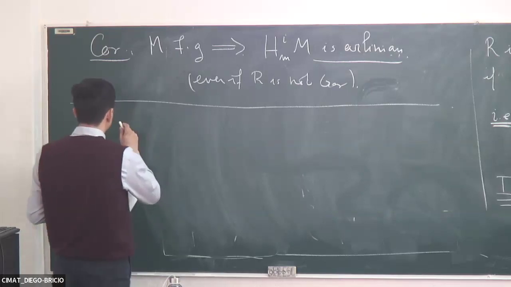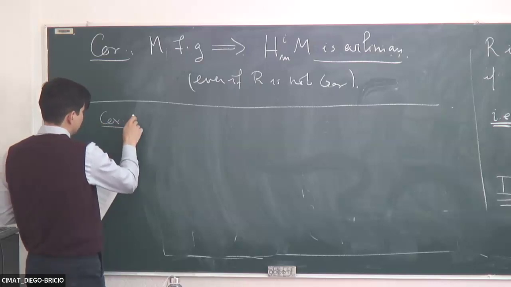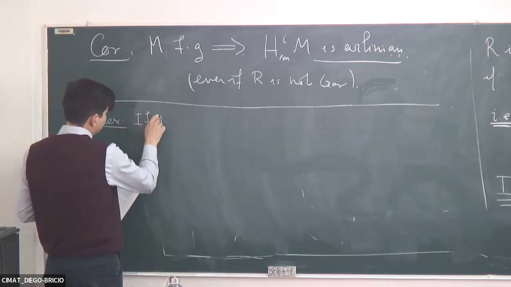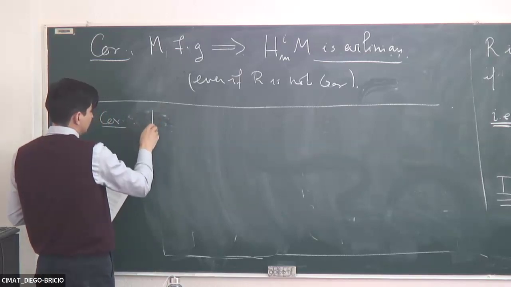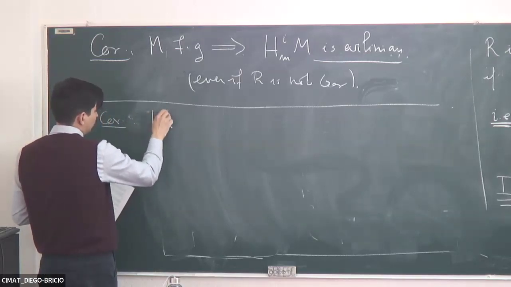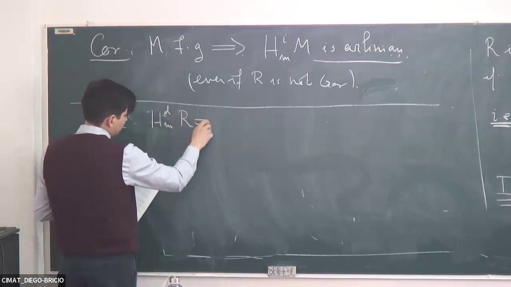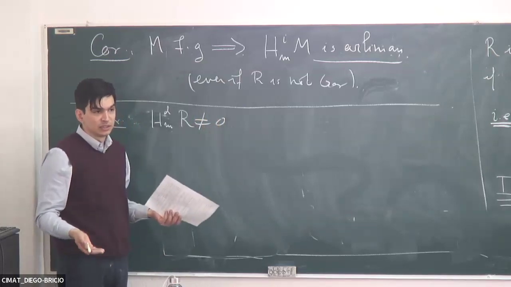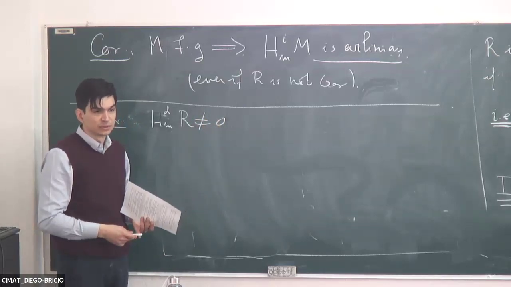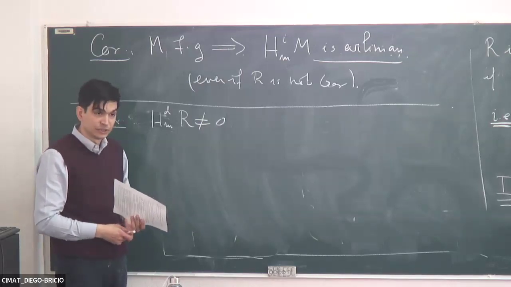The other thing this shows, but we will see that later in a sec, is that if R is Gorenstein, well, the same thing. This also shows that the top local cohomology of R is non-zero. Why? Because it is the injective hull of the residue field, which is non-zero.